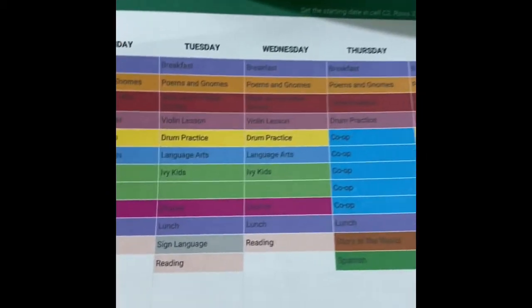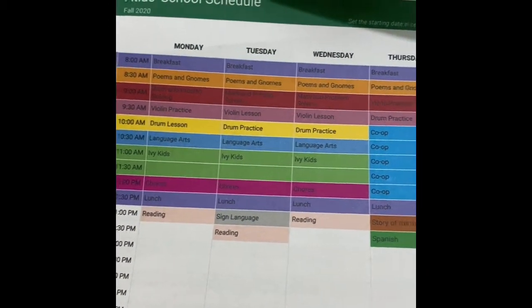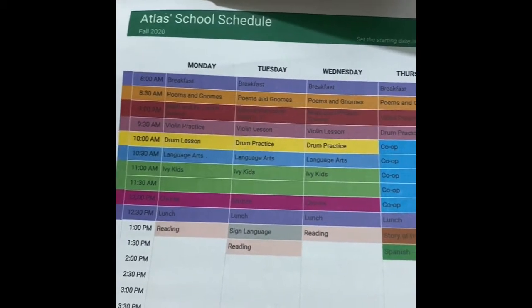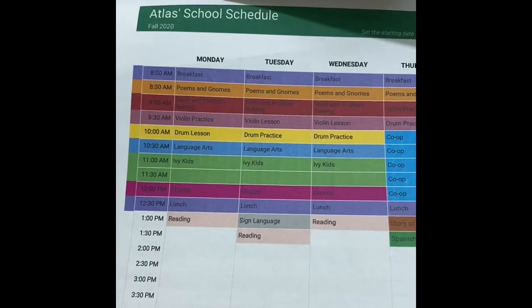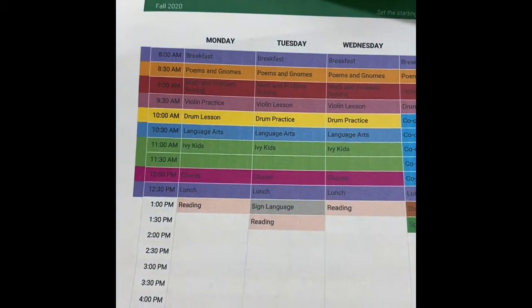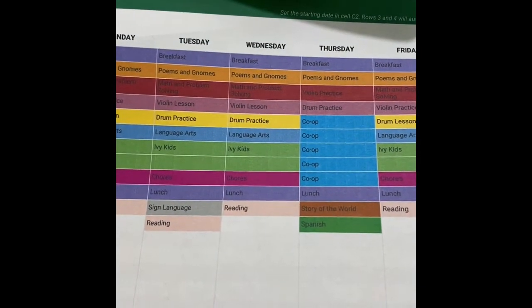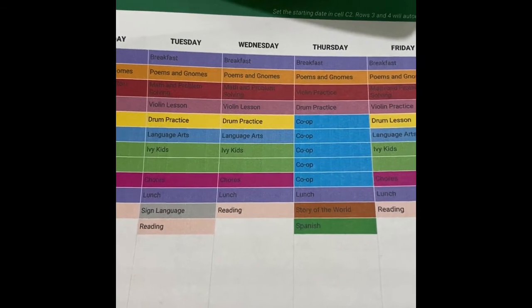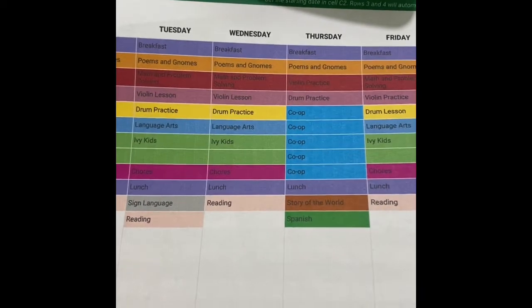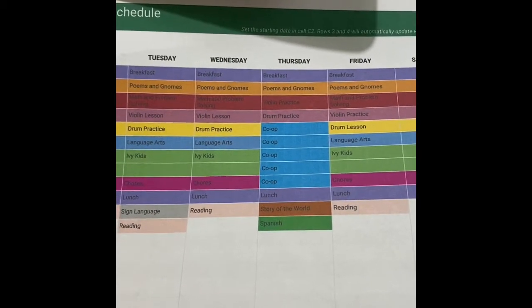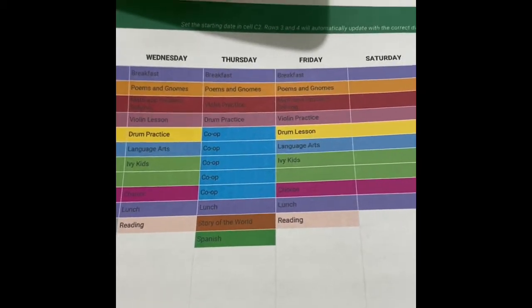Then he does violin practice, or drum lesson, depending upon the day. Then language arts, which is mostly letter identification, letter sounds, handwriting. Then chores, lunch, and reading. On Tuesdays and Thursdays, we do our foreign language, which is sign language and Spanish. On Thursdays, we also have co-op. That doesn't start for us until September. And we do Story of the World, which is our really in-depth history program.